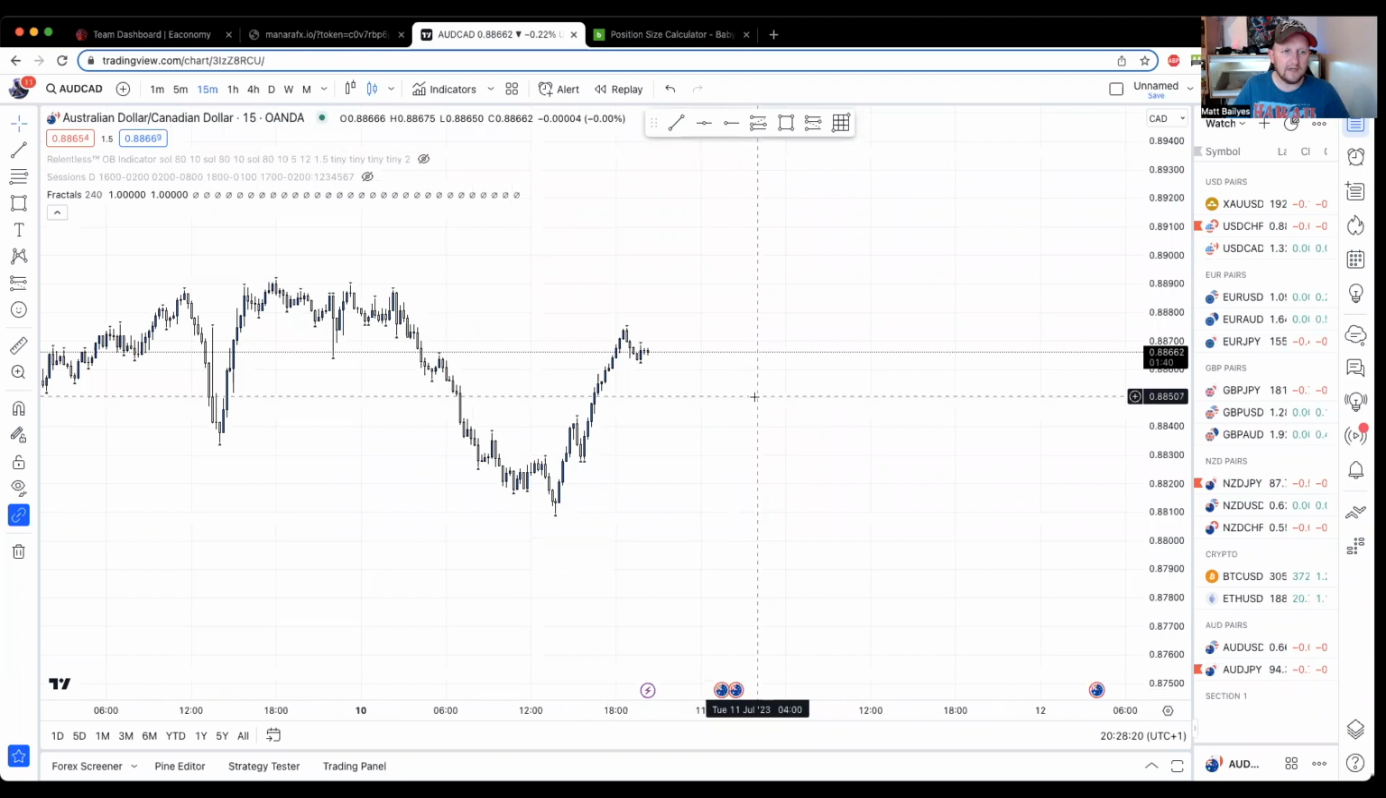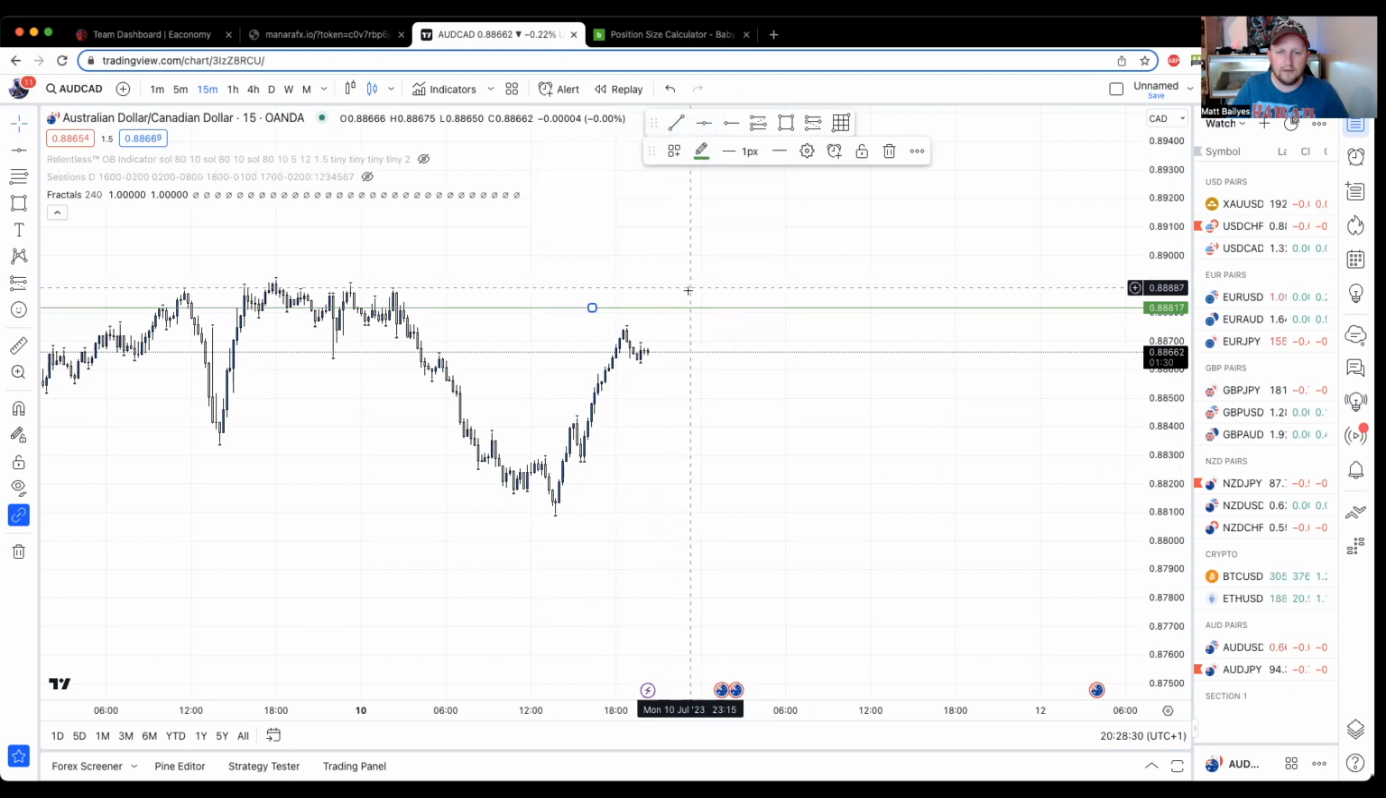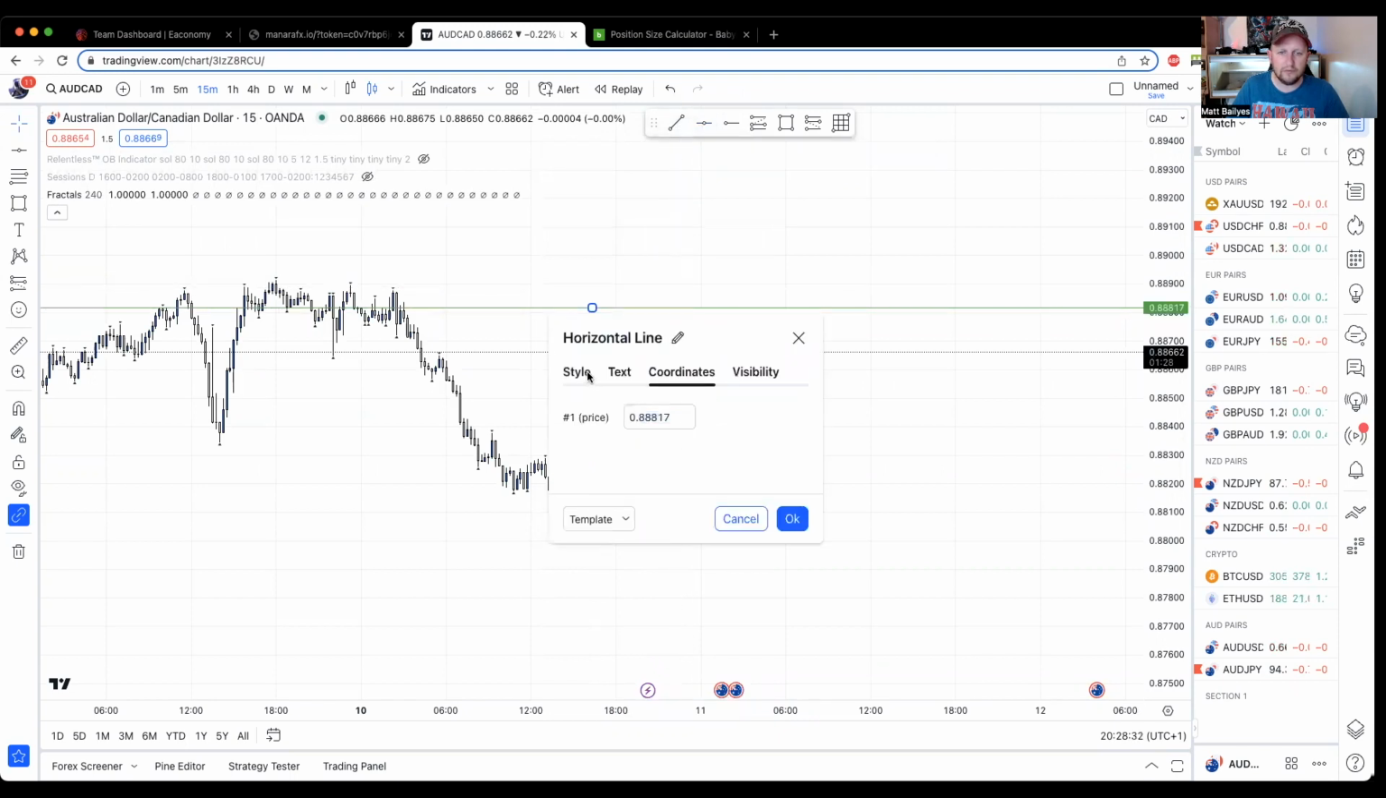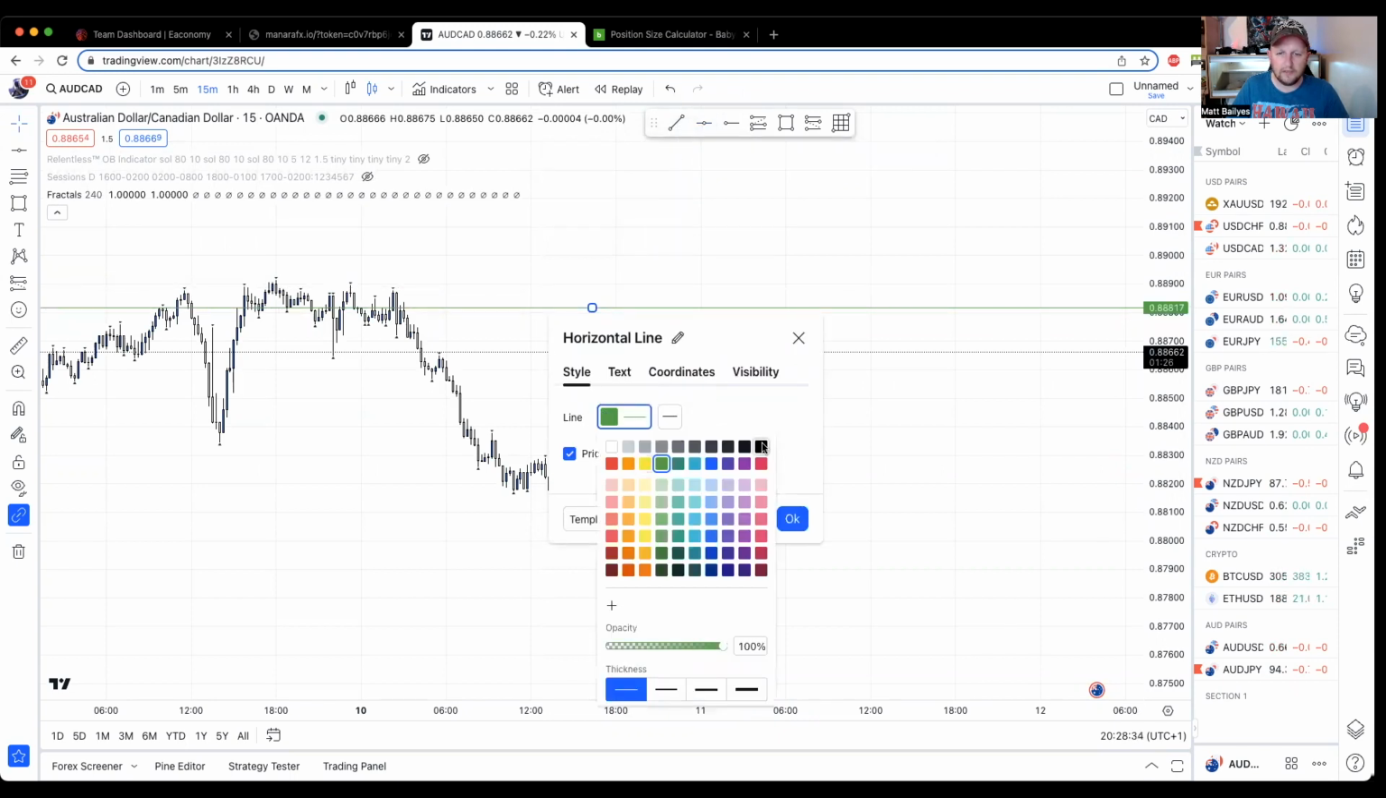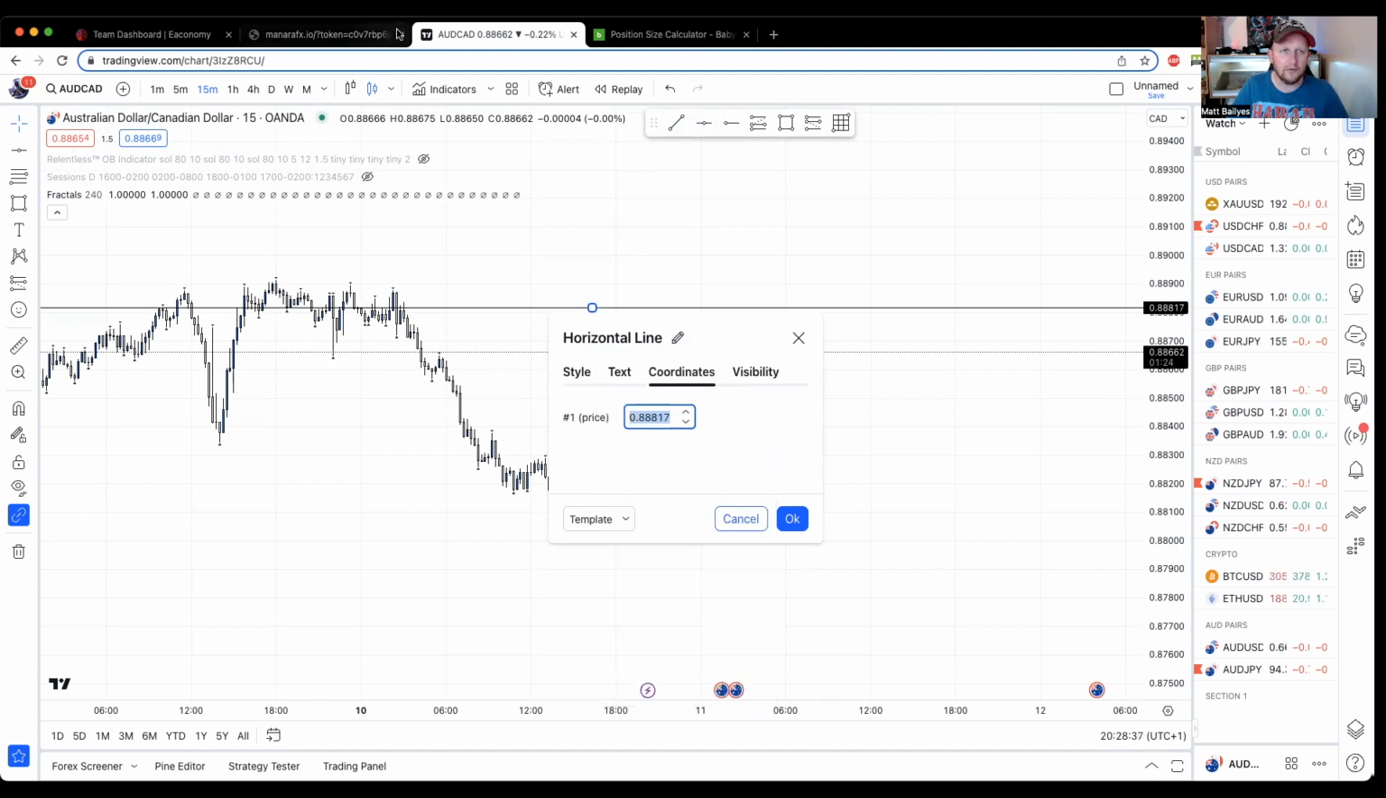So the first thing I like to do when I come onto TradingView is mark out my entry, stop loss, and take profit zones. So I get the horizontal line tool, and the first one is going to be my entry point. I like to set it to black, but you can set whatever color you want.